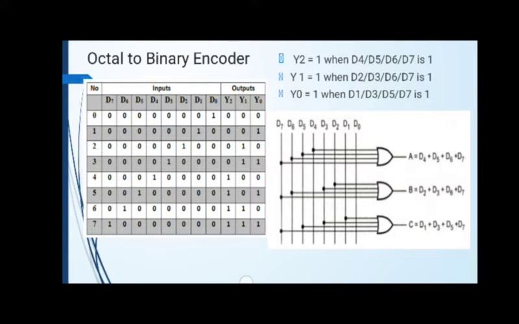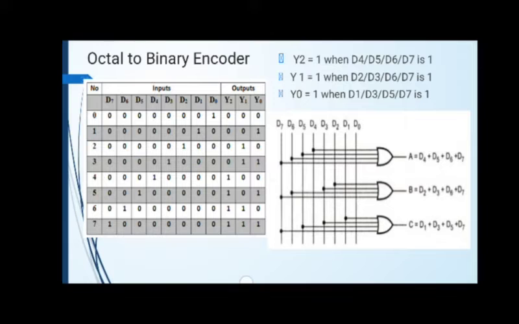When is your Y1 high? D2 or D3 or D6 or D7 is high. So take D2, take D3, then D6 and D7, connect them to an OR gate, and the output of this OR gate is Y1. Here it is written as B, don't mind it.